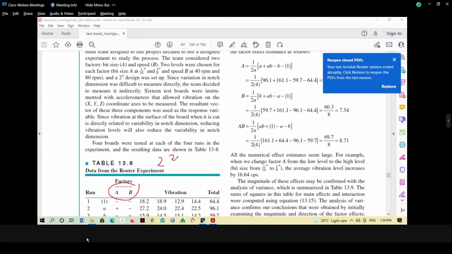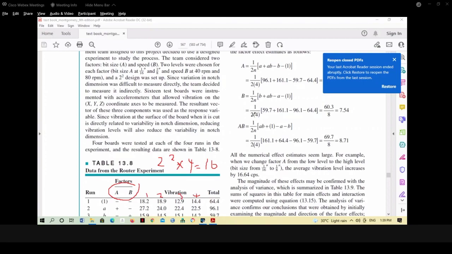In a 2x2 design, you have two factors, A and B, and two levels, low and high, so 4 runs. Then you multiply by the number of replicates, which is 4, so you get a total of 16 raw data. In order to construct the ANOVA, please practice, guys. You need to square all 16 observations to get the ANOVA.